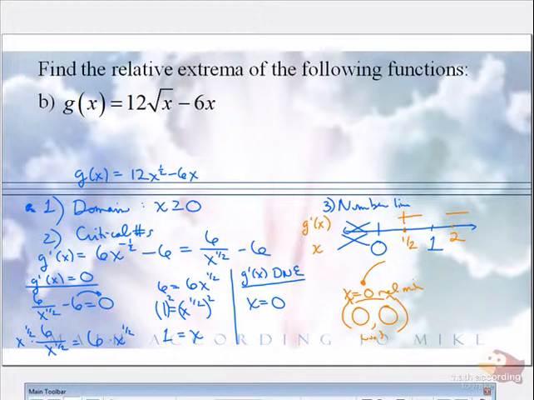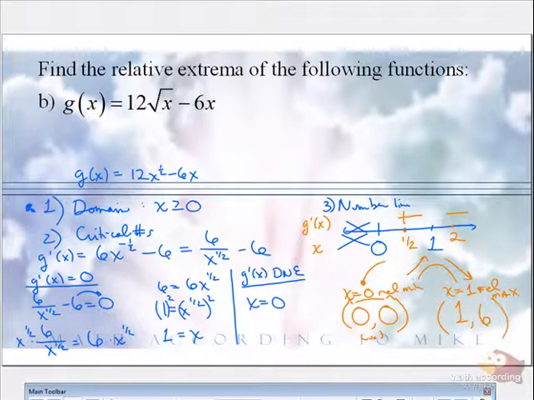Okay. How about 1? Increase, decrease, relative max. Oh, I didn't mean to write equals there. Relative max. Without a calculator, what is 12 times 1 minus 6 times 1? 6. Look at that. So where's your relative maximum? 1, 6. That doesn't look like an owl. Can't do anything with that.